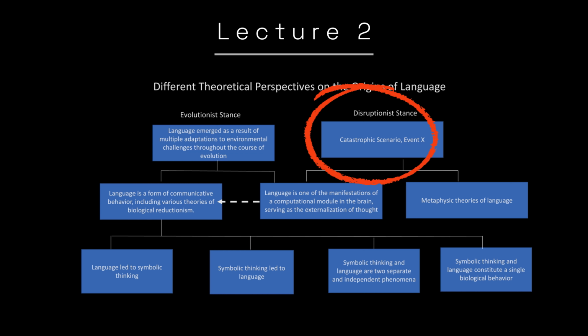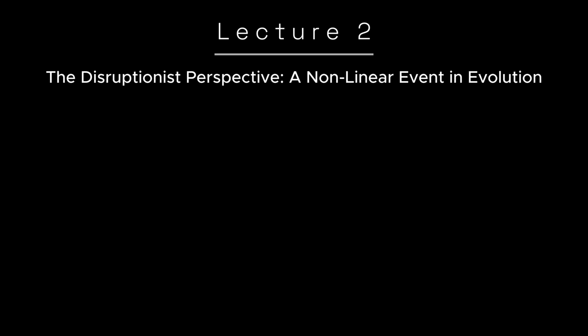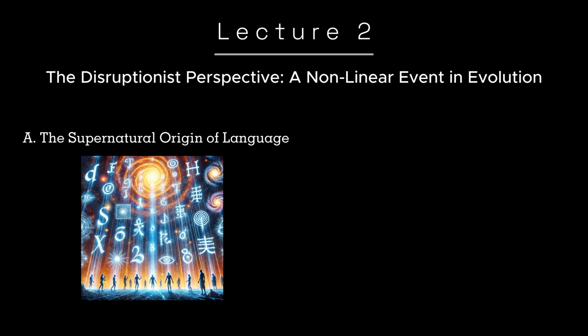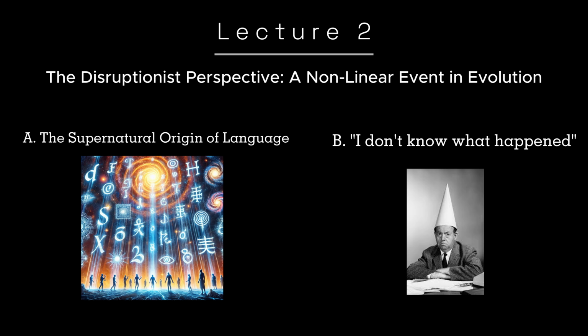Holding this position presents a significant challenge for scientists. Prolonged adherence to this view may lead one to either A. accept the possibility of a supernatural origin of language, or B. admit uncertainty, which is not a particularly strong scientific stance. Indeed, if one cannot identify the cause of an event, it becomes difficult to credibly explain its consequences.